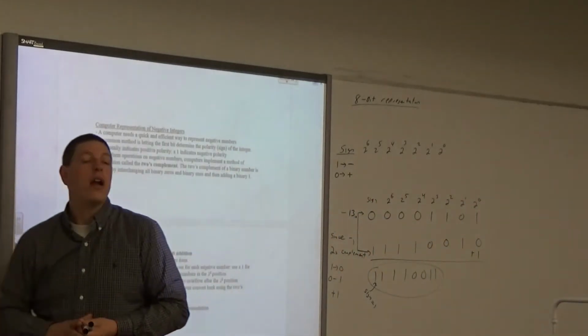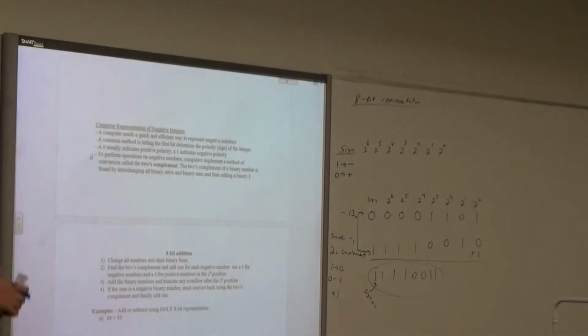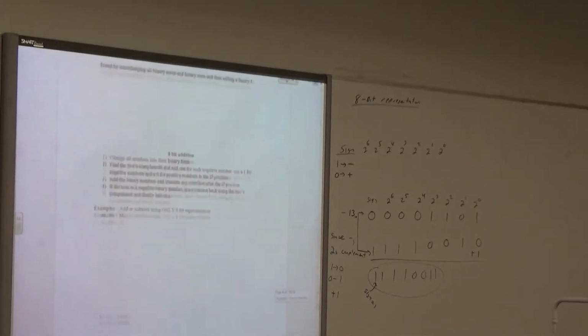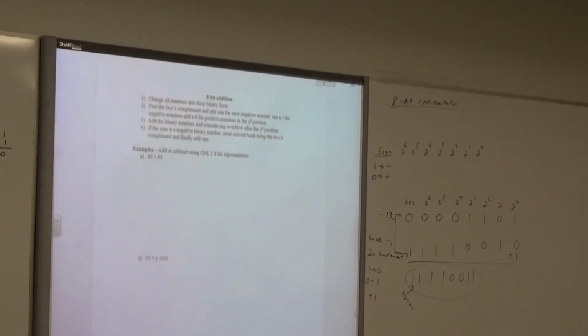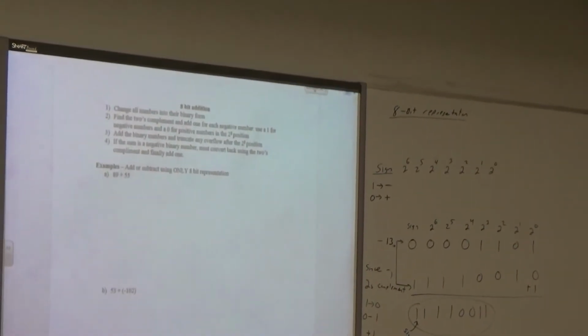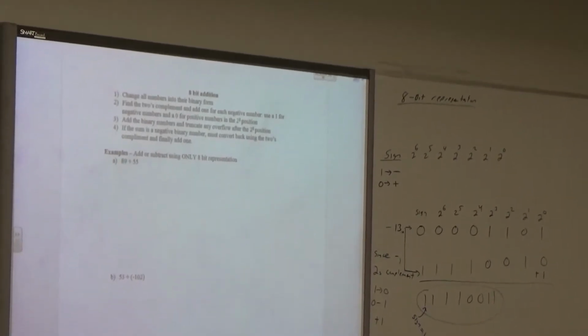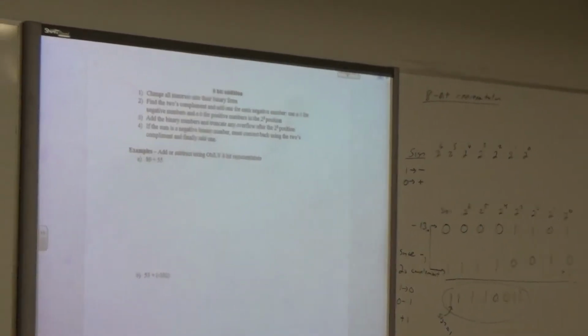Okay? Alright, other questions, guys? Alright, let's try to kick a few of these out. Let's start off with a really easy one. All I want to do is add or subtract, and I want to use only the 8-bit representation. So I have 89 plus 55.